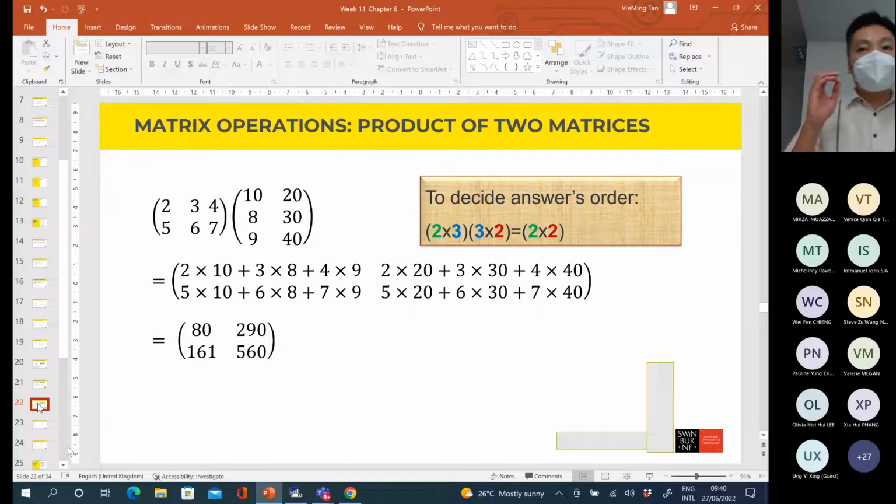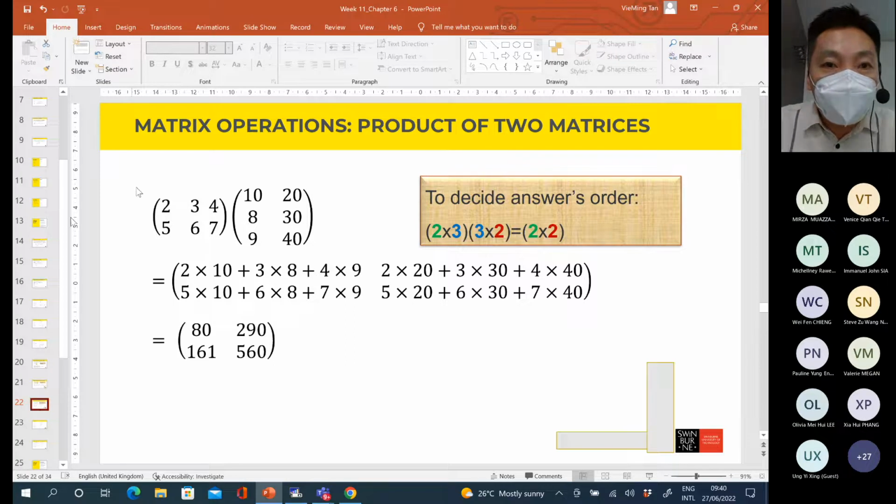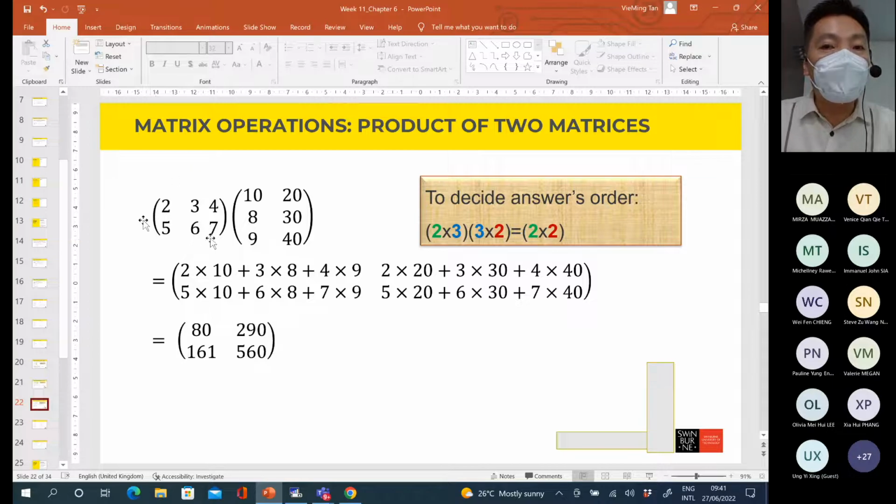Okay, we have some more examples. Let us try one more example. The first matrix is 2 rows, 3 columns. So it's a 2 multiply 3 matrix, right? 2 multiply 3, so I write it down here. And then for this one we have 3 rows, 2 columns. So I put it here. The size of the second matrix is 3 multiply 2.